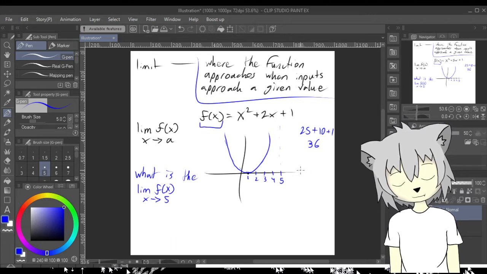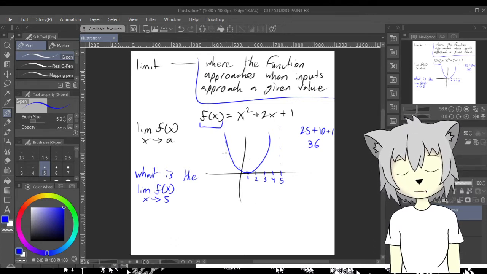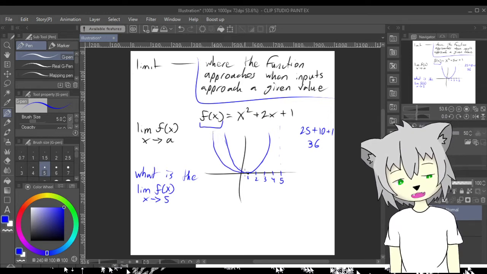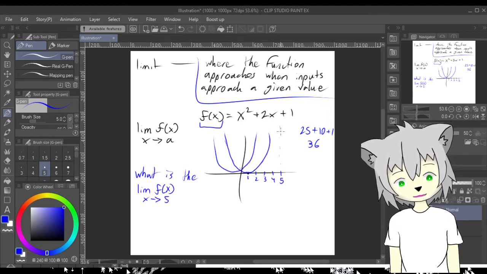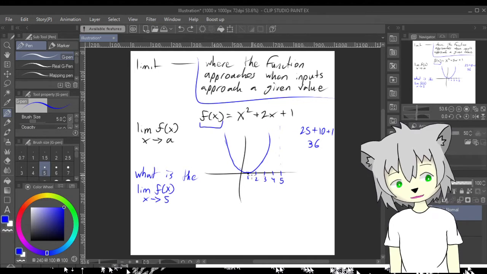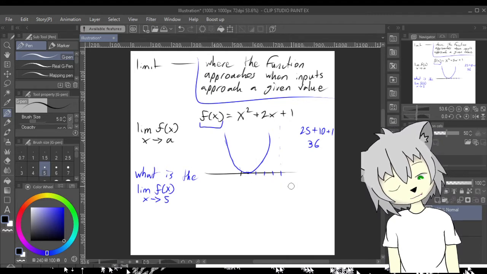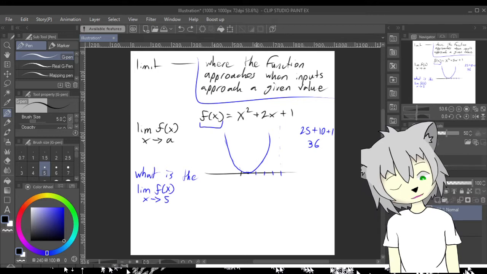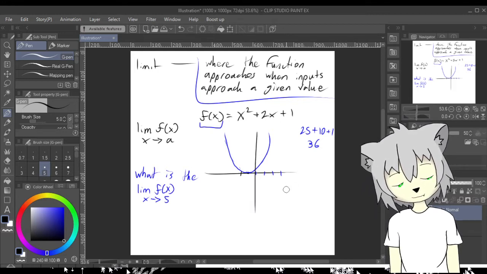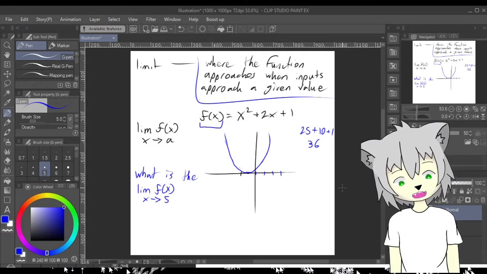I think I messed up writing this equation now that I think about it. It should actually be a little bit more to the right, right? Whoopsie-doo. Let me just real quickly fix that, just to make it a bit more accurate. But that's what it equals at 5, 36.